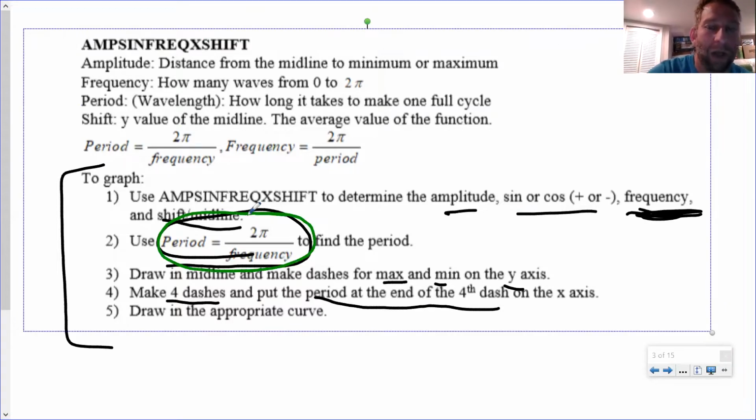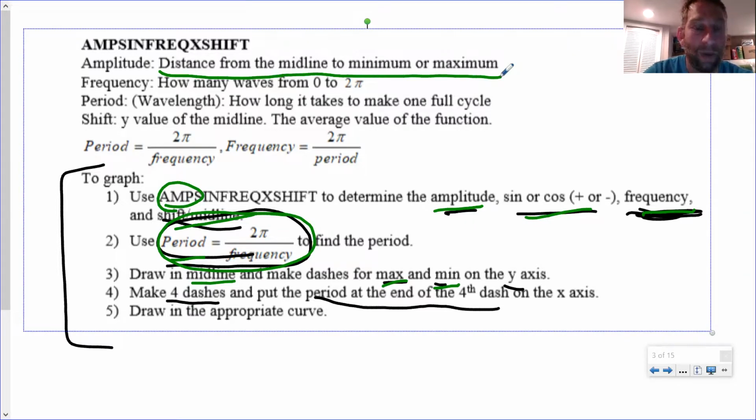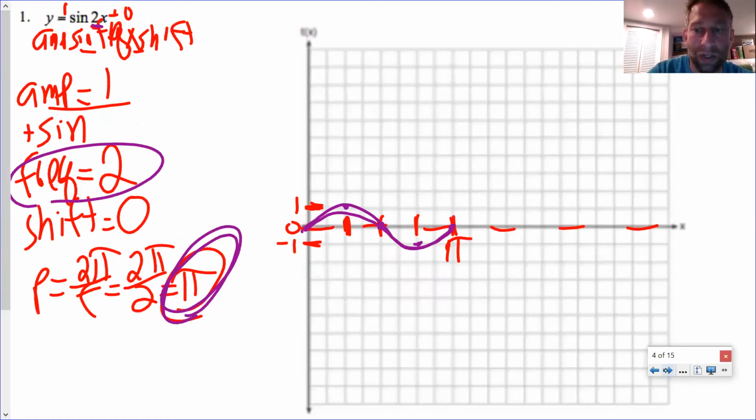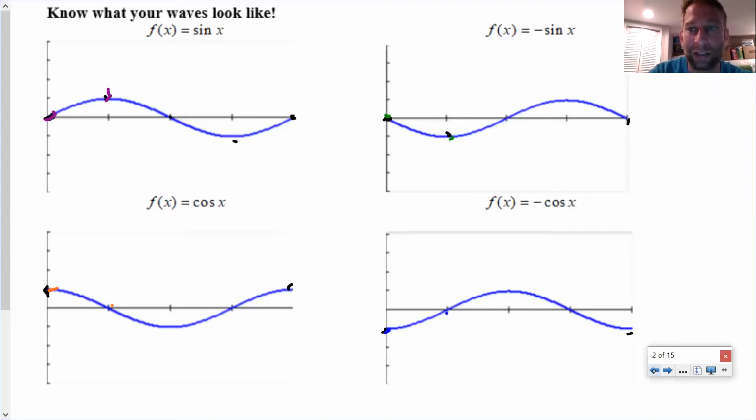You do have to know that period is 2 pi over the frequency because you need that when you're graphing. Once you determine your amplitude, sine or cosine, positive or negative, frequency, shift, and period, I'm going to draw in the midline, make dashes at your max and min by using the amplitude to count from the midline. Again, the amplitude is the distance from the midline to the min or max. For my x-axis, I make 4 dashes, and the period goes at the end of the 4th dash. Once I have that, I'm going to just use the appropriate curve and sketch it in.